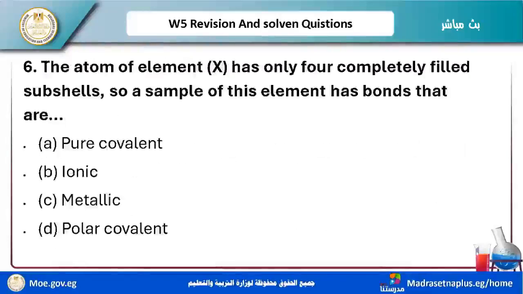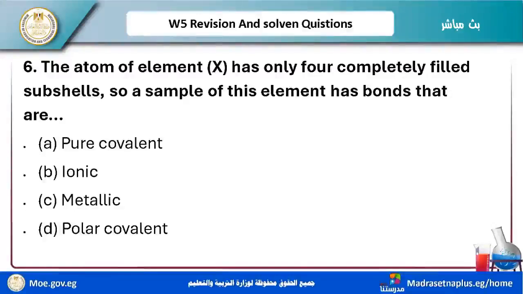For example: the atom of element X has only 4 completely filled subshells, so a sample of this element has bonds that are pure covalent, ionic, metallic, or polar covalent. Atom X has 4 completely filled subshells. So a sample of this element has bonds that are what? Pure covalent, ionic, metallic, or polar?